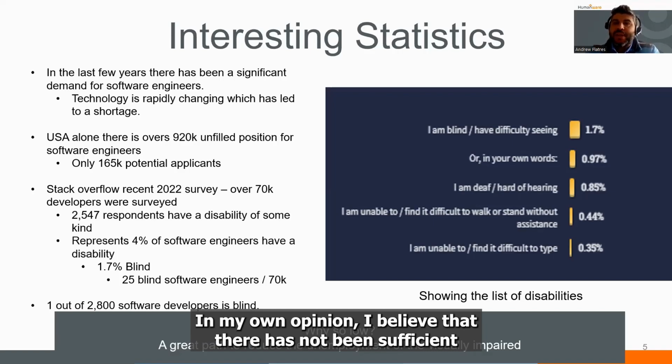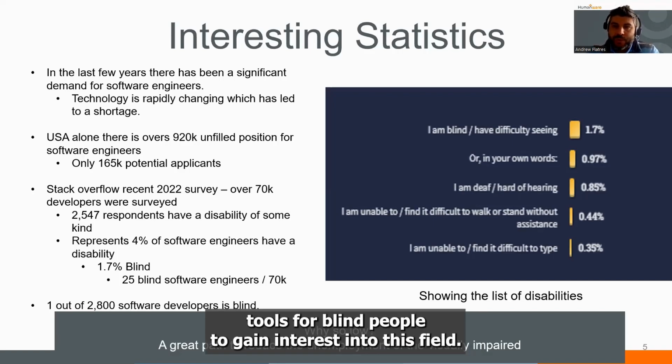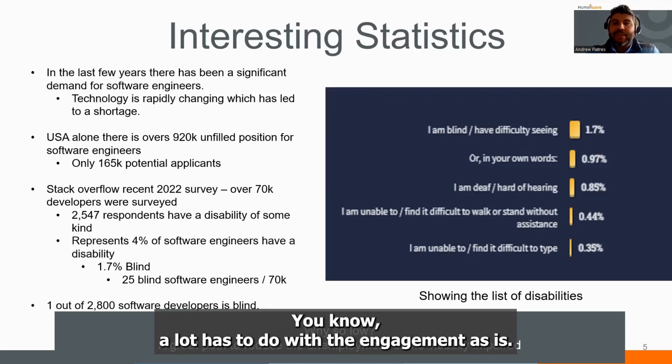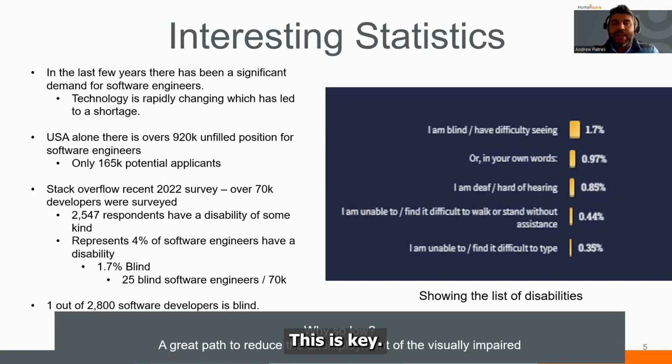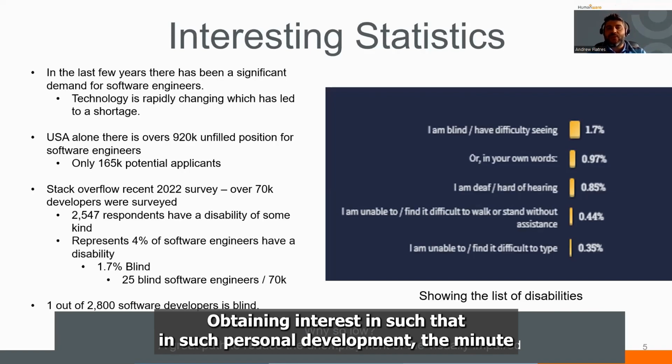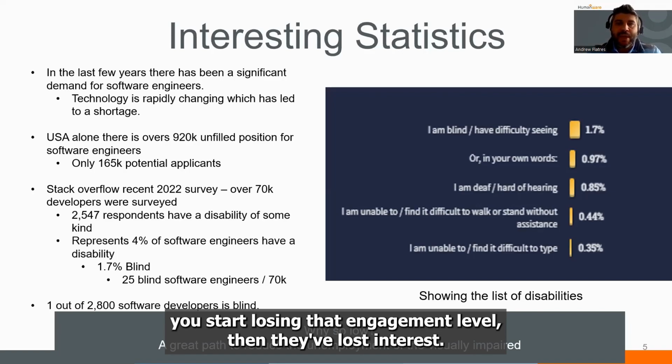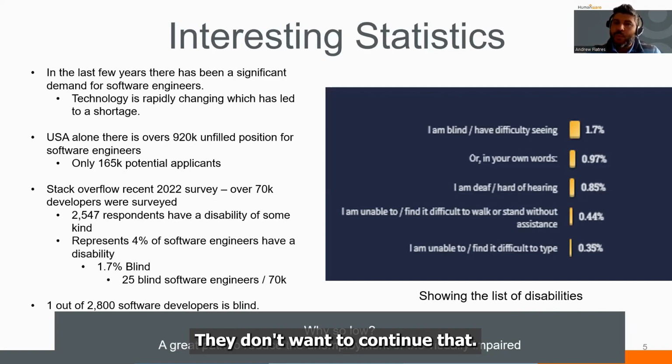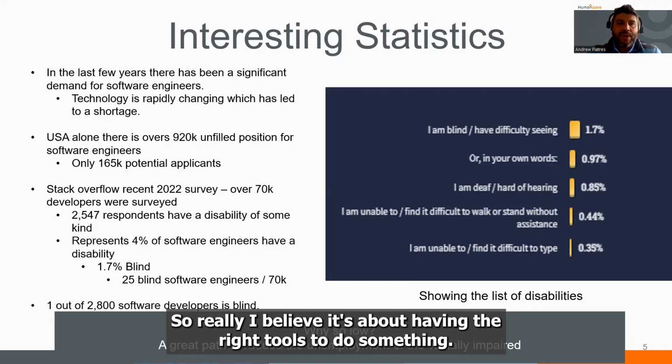In my own opinion, I believe that there have not been sufficient tools for blind people to gain interest in this field. A lot has to do with the engagement, as this is key in obtaining interest in such personal development. The minute you start losing that engagement level, then they've lost interest. They don't want to continue that. So really, I believe it's about having the right tools to do something.